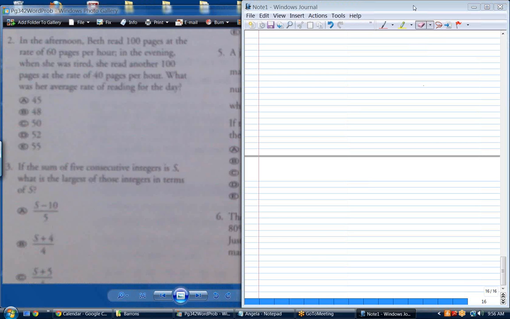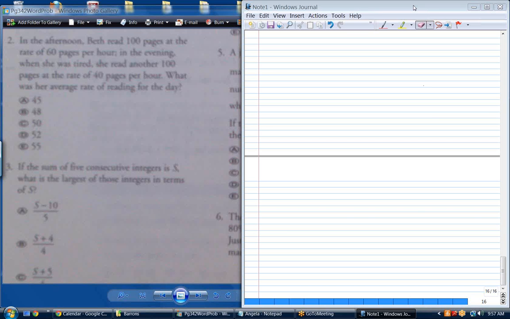I don't know if you can read this or not. It's all so blurry. In the afternoon, Beth read 100 pages at the rate of 60 pages per hour. In the evening, when she was tired, she read another 100 pages at the rate of 40 pages per hour. What was her average rate of reading for the day? I believe, wouldn't it be, I know how to do this one. It would be 100 times 60, which would be 600 pages. Okay, hold on a second.